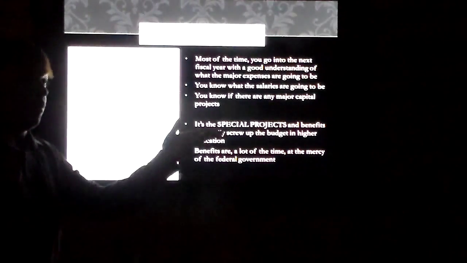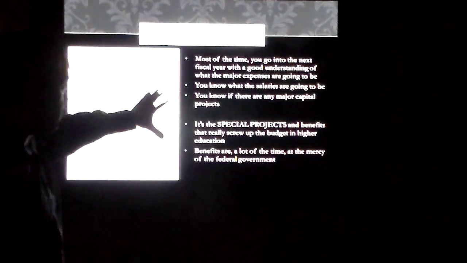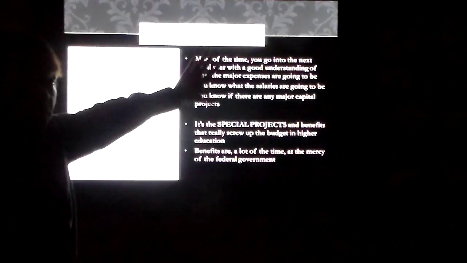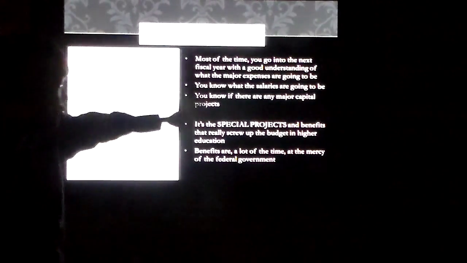So most of the time, you know what the major expenses are going to be. You know what salaries are supposed to be. You know if there are going to be any major capital projects. When you have special projects and benefits, that can really mess up the budget in higher education because those are things that are really going to change. If you have a cohort model that's being conducted off-site 2 hours from here, that's a special project. It's going to require faculty. It's going to require administration. That can be a challenge.